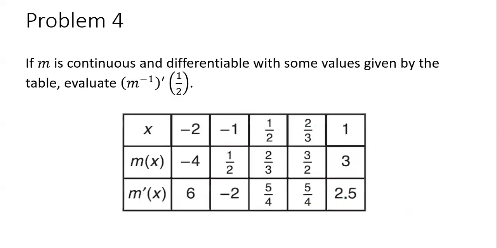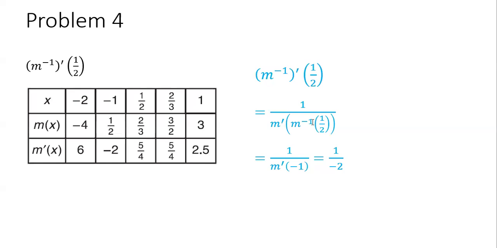Problem 4. If m is continuous and differentiable with some values given by the table, evaluate m inverse prime of half. Hopefully you tried it. Use the formula. It's 1 over m prime of m inverse of half. So what's m inverse of half? We're interested in when m is equal to half. That's here. So m inverse of half is -1.